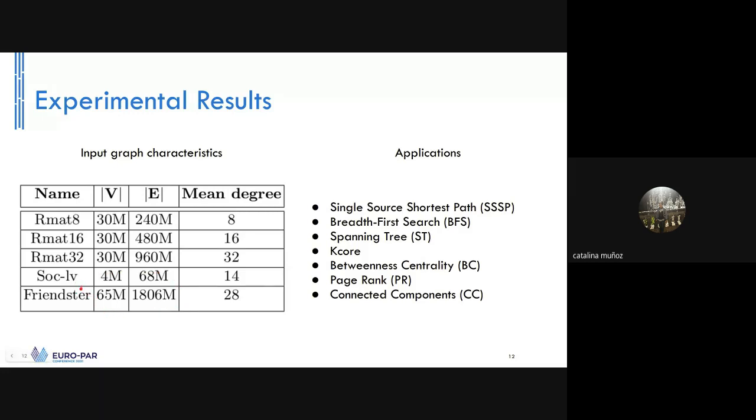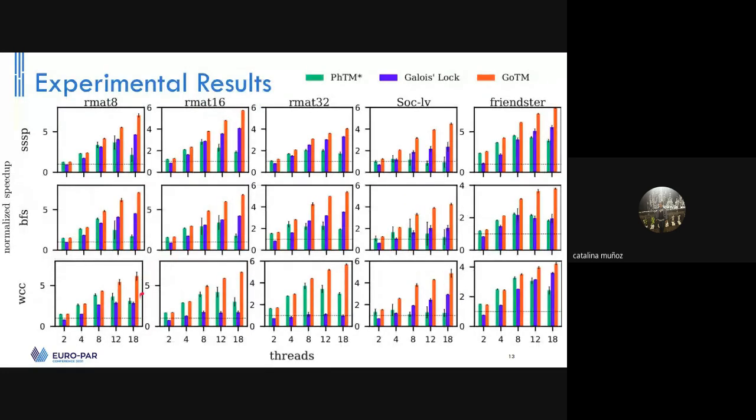These graphs are from social networks and have different sizes. This is by far the largest of our workloads. It has 2 billion edges, which is very high. And so these are some of our results.